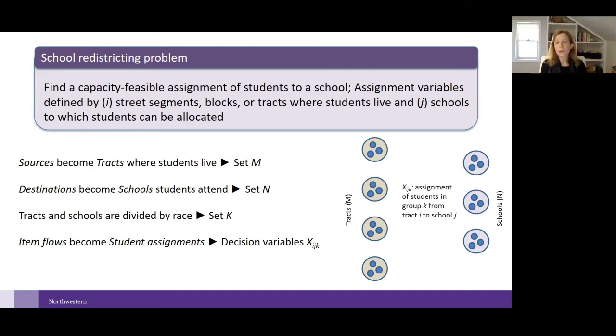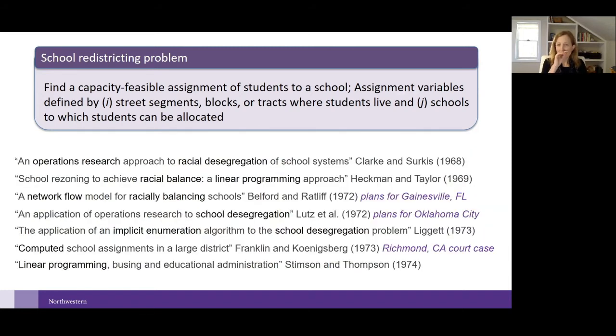Now, when we think about students, because this work was focused on desegregation of schools, you'll see particularly the early models look at these flow variables in terms of students from i to j of race k. And so our flow variables are now student assignments. So there was a fair amount of work that started coming out. The first two papers that I've listed here are more conceptual, going through kind of what I just talked about in terms of transforming a transportation problem into a school redistricting problem.